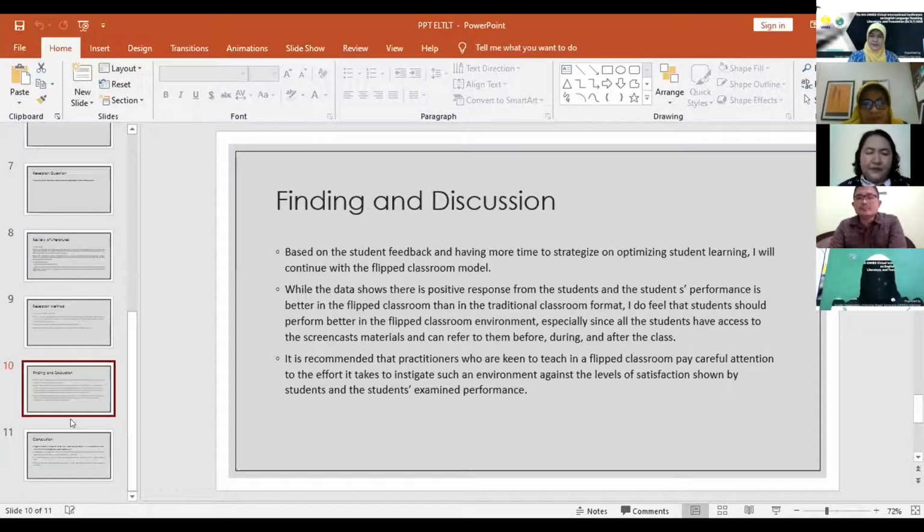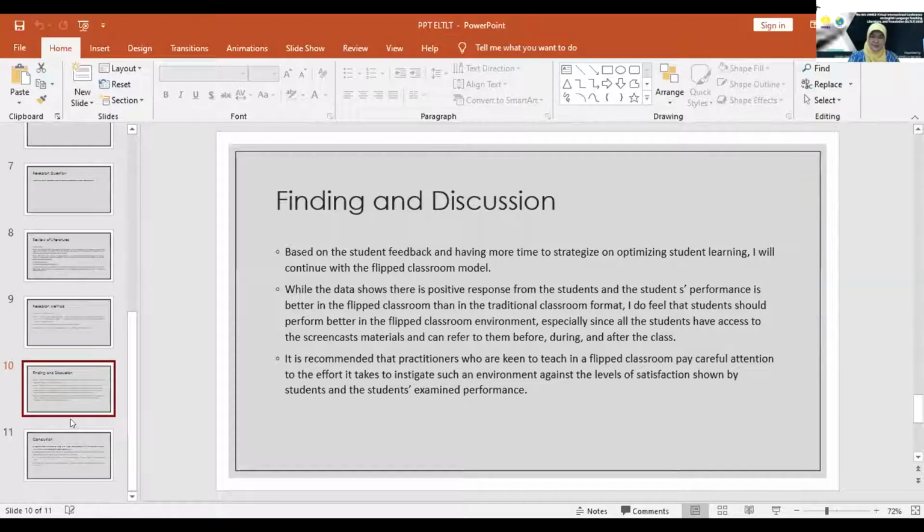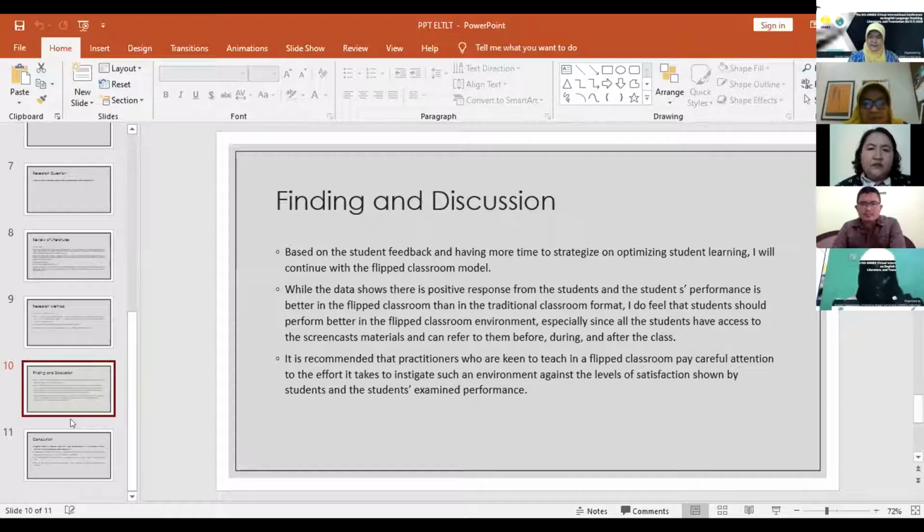And finding and the discussion, it's assumed that based on the student feedback and having more time to strategize on optimizing students' learning, we continue with the flipped classroom model. And there is a positive response from the students when the lecturer uses the flipped classroom model, and it is recommended to practitioners or educators or lecturers to use a flipped classroom model in a public speaking class.